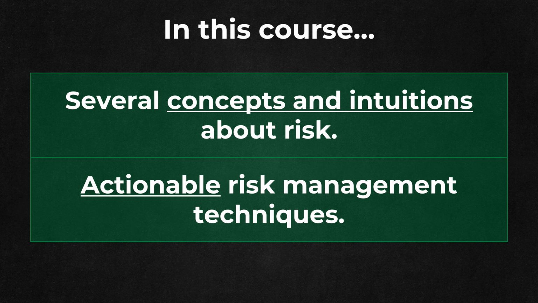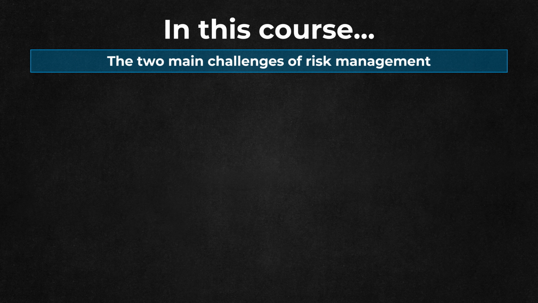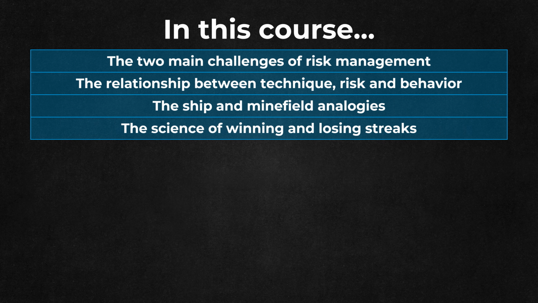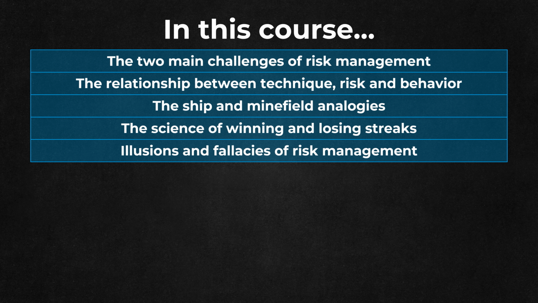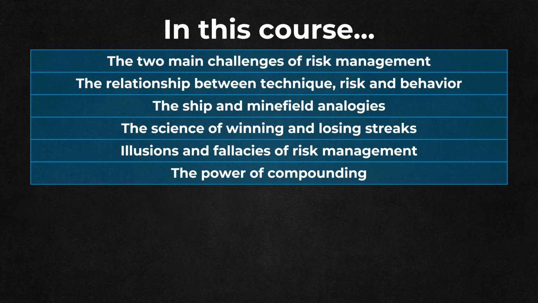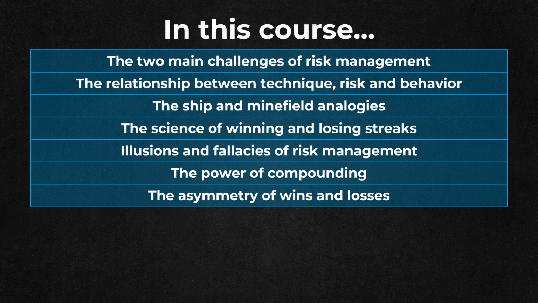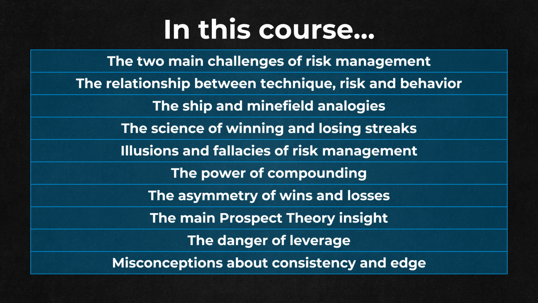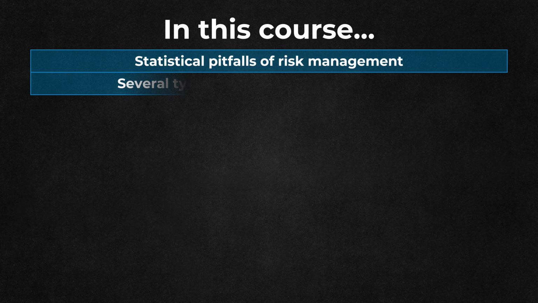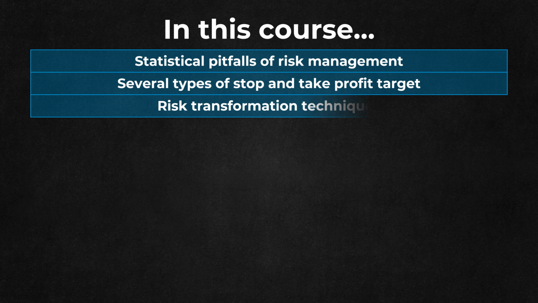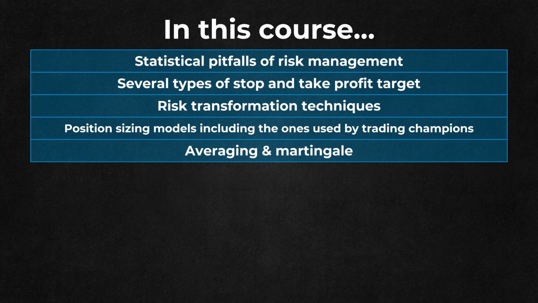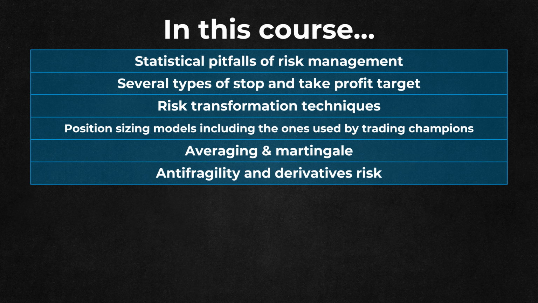Just so you can have a taste, you're going to learn the two main challenges of risk management: the relationship between technique, risk, and behavior, the ship and minefield analogies, the science of winning and losing streaks, illusions and fallacies of risk management, the power of compounding, the asymmetry of wins and losses, the main prospect theory insight, the danger of leverage, misconceptions about consistency and edge, win rates and risk-reward ratios, statistical pitfalls of risk management, several types of stop and take profit targets, risk transformation techniques, position sizing models, including the ones used by trading champions, averaging and Martingale, anti-fragility and derivatives risk, and much more.